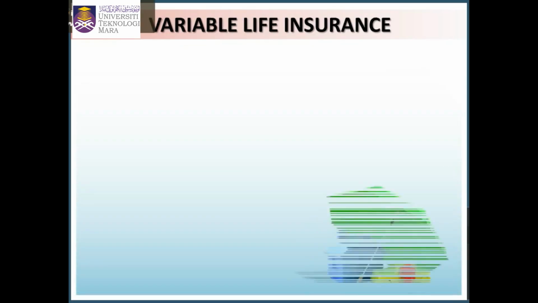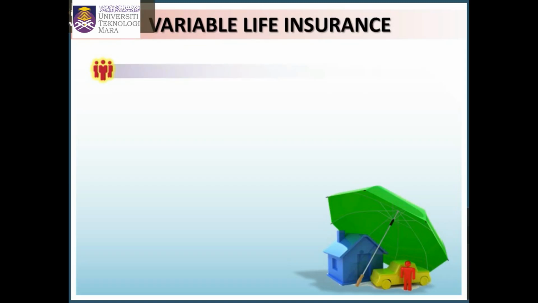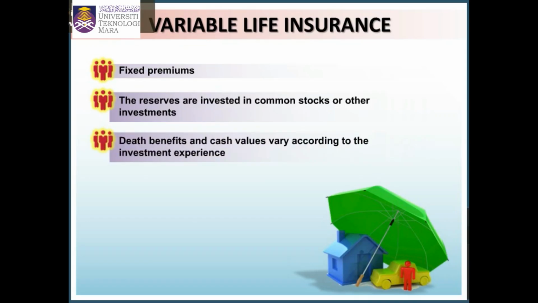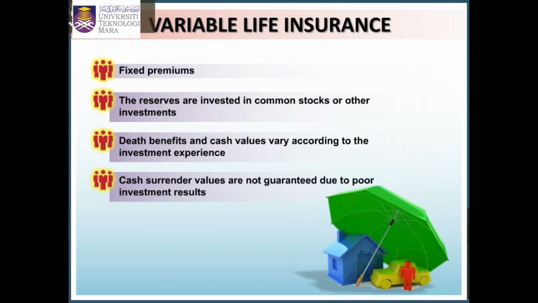Variable life insurance. Fixed premiums. The reserves are invested in common stocks or other investments. Death benefits and cash values vary according to the investment experience. Cash surrender values are not guaranteed due to poor investment results.